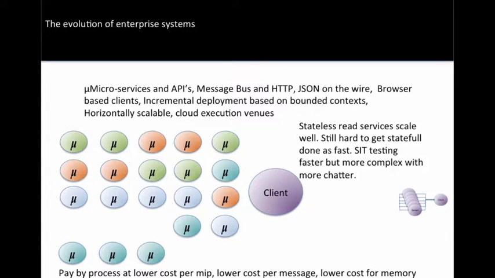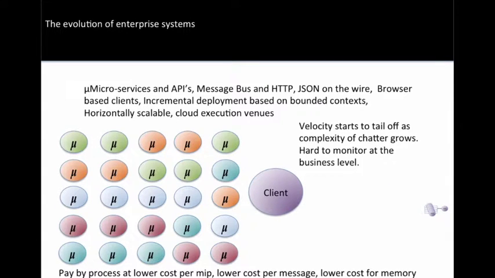SIT testing is much faster because of the DevOps and CD/CI pipeline environment, but more complex with a lot more chatter between the services, a lot of chatter. These services are choreographed, they send messages to each other. So it gets a little harder to do the SIT testing as you get bigger. And so eventually the velocity starts to tail off as that complexity in the chatter grows.